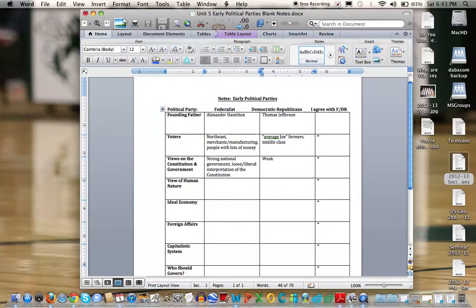Conversely, your Democratic Republicans believed in a very weak national government, and they believed in a very strict interpretation of the Constitution. To put it a different way, the Democratic Republicans believed that if the Constitution didn't say that they could do something, then they wouldn't do it. Whereas the Federalist Party believed, well, the Constitution doesn't say I can't, so therefore I will do it. Many of you, I'm sure, have a very loose interpretation of your parents' rules for you.